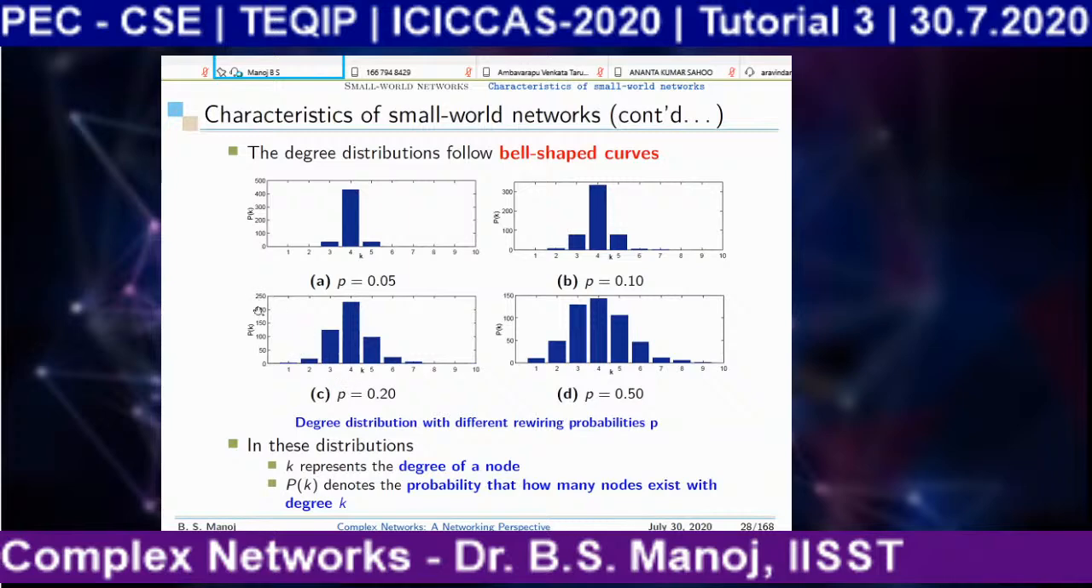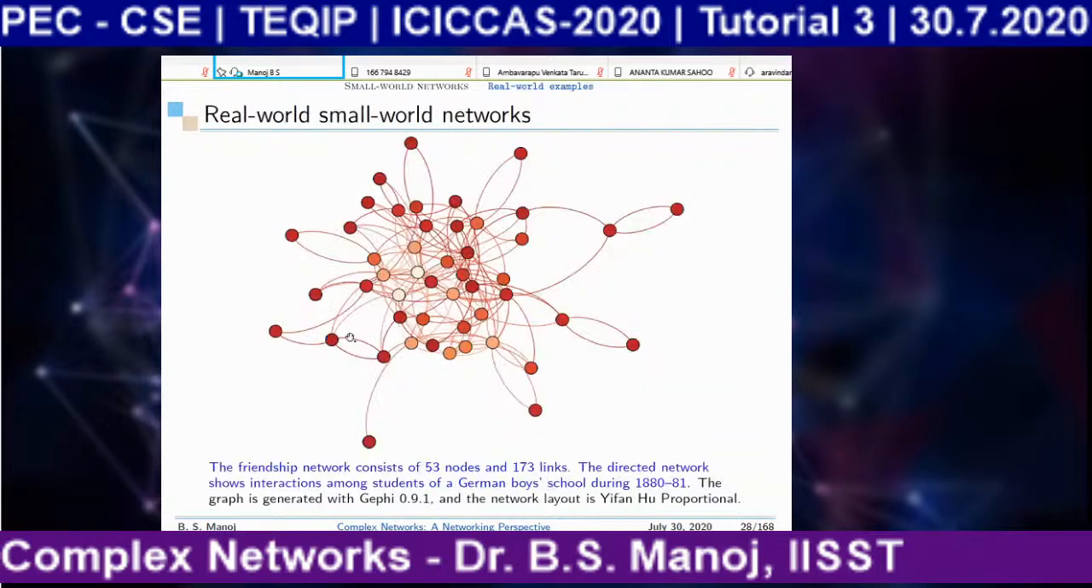Okay, so when you normalize this, this will become a probability value. Now, some examples of small world networks from the real world. So this is actually a friendship network gathered from a study of a German social network. So there are 53 nodes in this and 173 links.